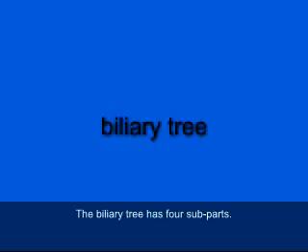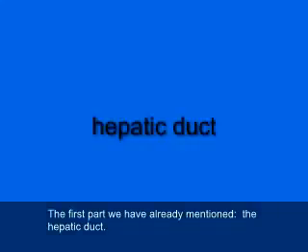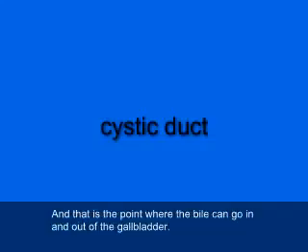And the biliary tree has four subparts. The first part we've already mentioned, and that is the hepatic duct, H-E-P-A-T-I-C, duct, D-U-C-T, and that comes from the liver. The gallbladder has a duct known as the cystic duct, C-Y-S-T-I-C, duct, D-U-C-T, and that is the point from which the bile can flow in and out of the gallbladder.